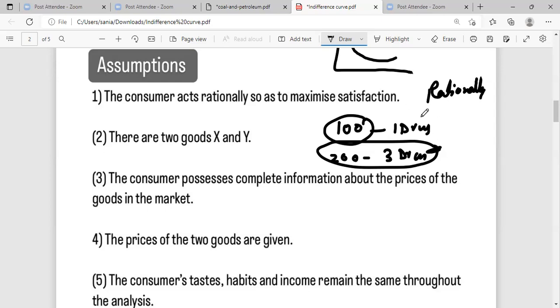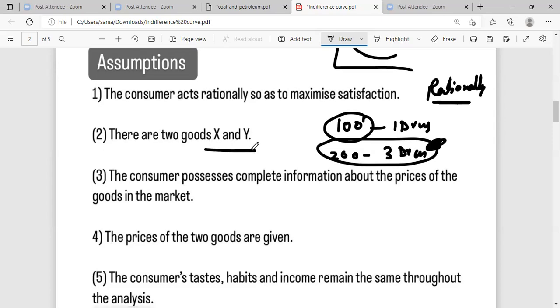Rational means according to the situation, what a normal human being thinks. You don't have to say, why ma'am, I only want one dress. Why would I go for three dresses for 200? But here you are getting a benefit, right? So of course everyone will go for this. So the consumer should be rational, should not think out of the box, should think within the box. Okay. And next, there should be two goods, X good and Y good.